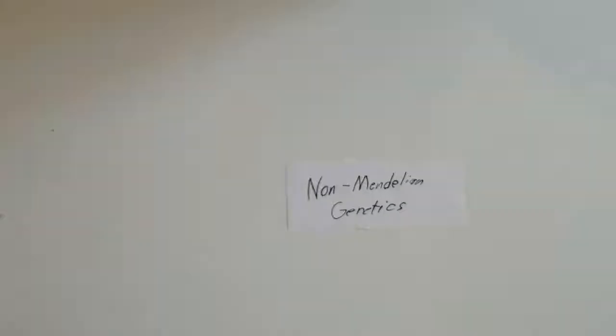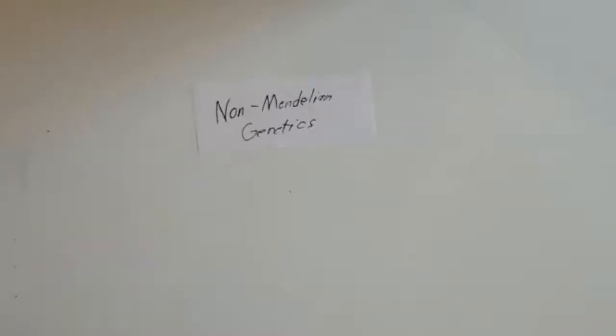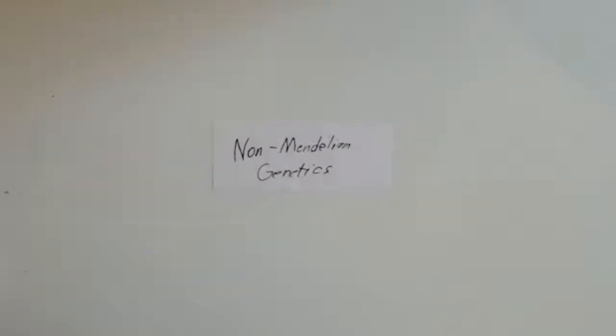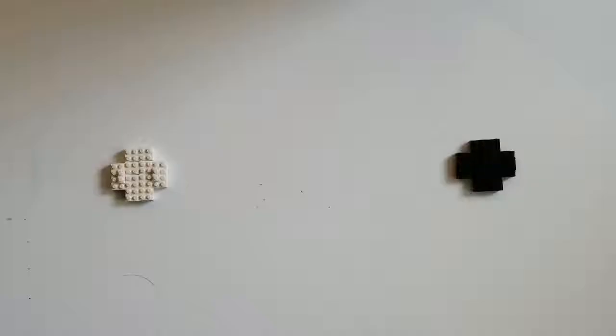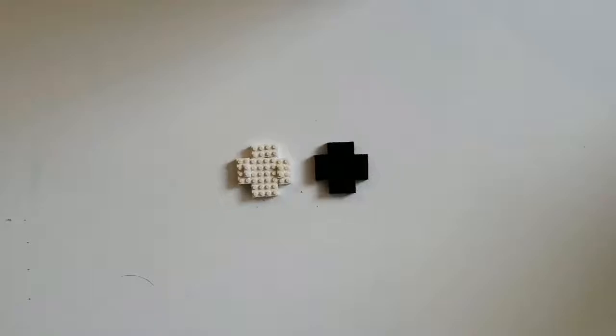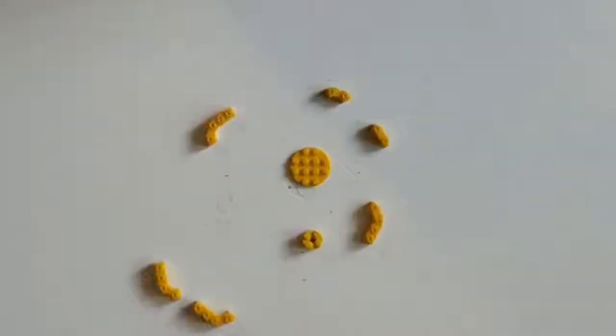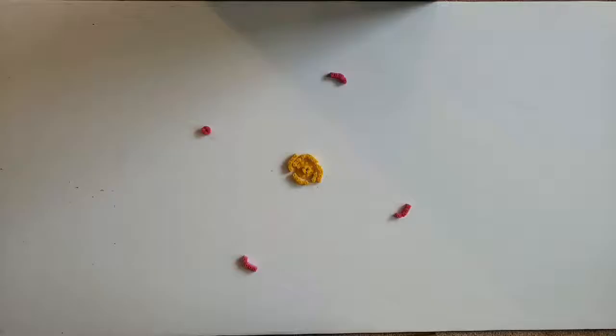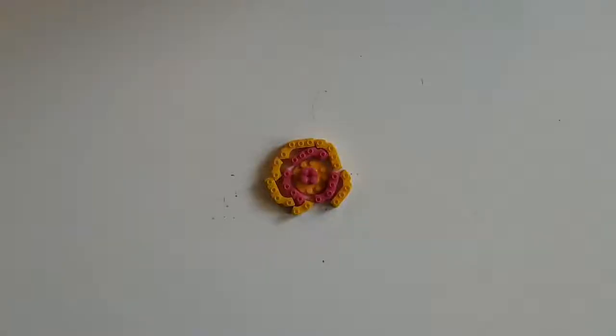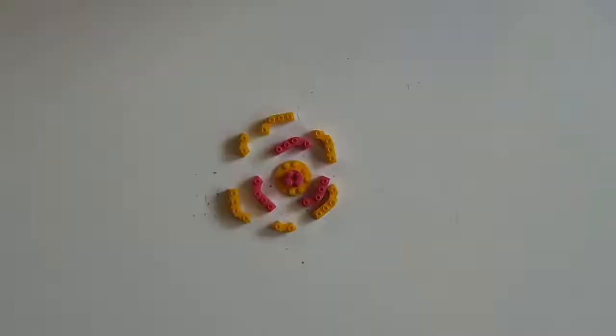For related but non-Mendelian genetics, we have codominance and incomplete dominance. Codominance is when two genotypes share dominance of a single organism, resulting in a halfway point between the two genotypes. Incomplete dominance is when two genotypes fight for dominance over a single organism, resulting in a mishmashed or splotchy appearance on the organism.